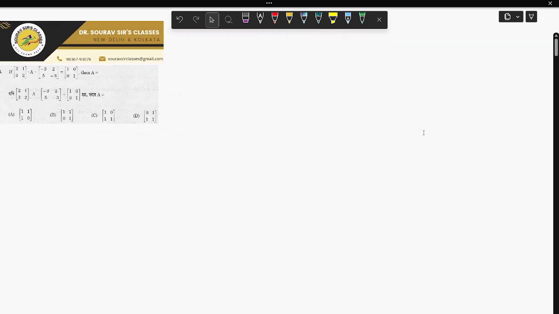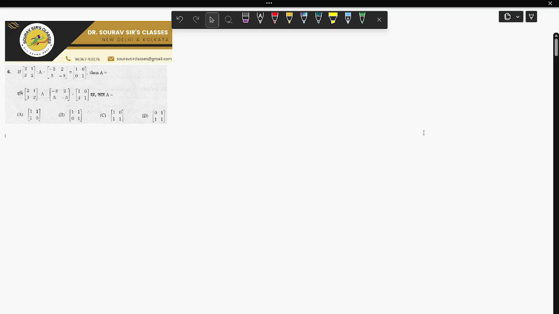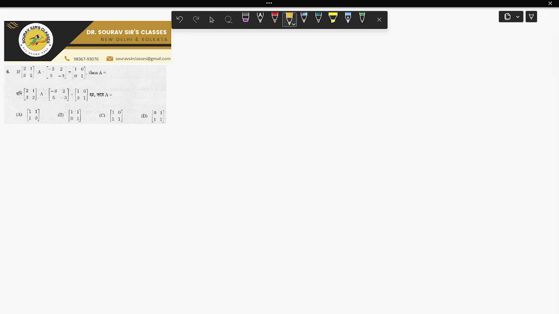So let me prepare my screen. Now we can write the given things to solve this problem. So what we are getting here: [2 1; 3 2] A [-3 2; 5 -3] is equal to the identity, which is this. This is the given matrix equation, and we are tasked with finding the matrix A here.